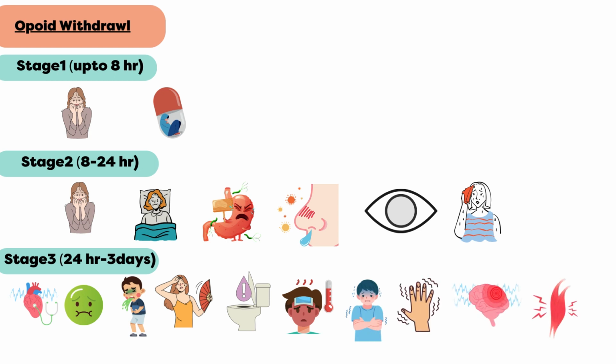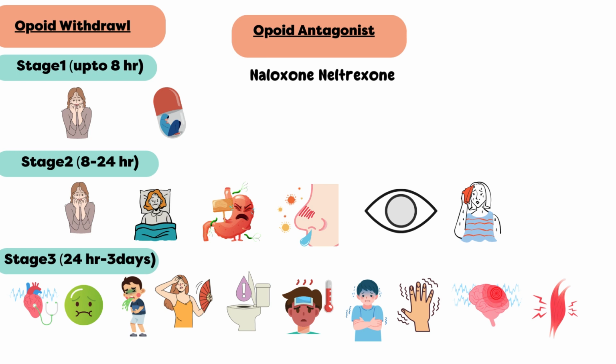So it is advised to gradually stop the administration of drug. To treat opioid side effects and withdrawal symptoms, we can use opioid antagonists, for example, naloxone and naltrexone. Their major side effect is hepatotoxicity.